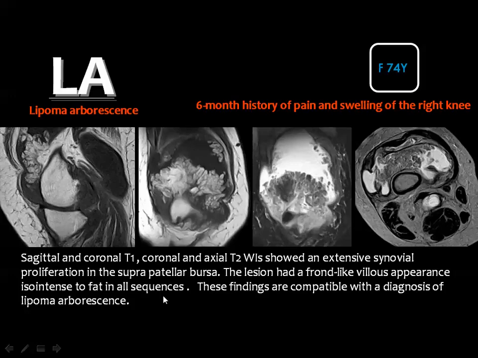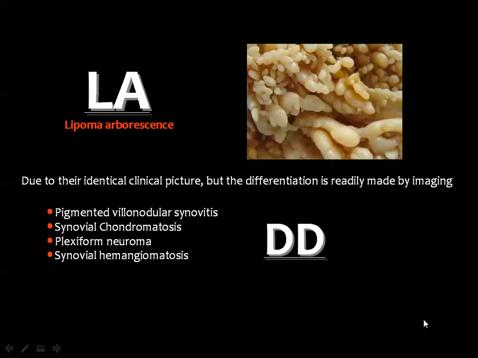This is a good example of lipoma arborescens, sagittal T1, coronal T1, coronal STIR, and axial T2. Here you see the frond-like fatty mass with branches inside the joint with a significant amount of joint effusion.